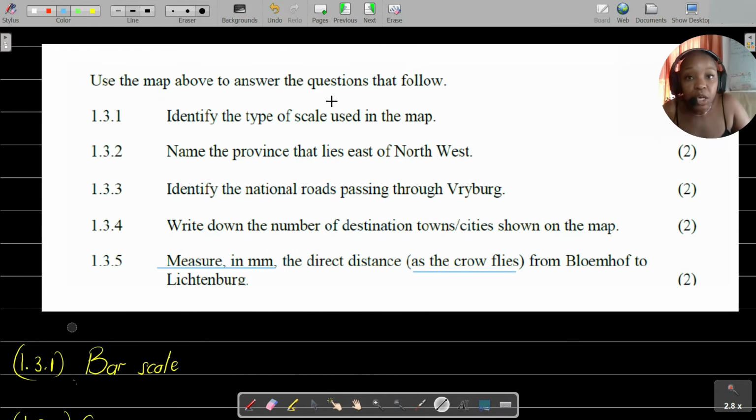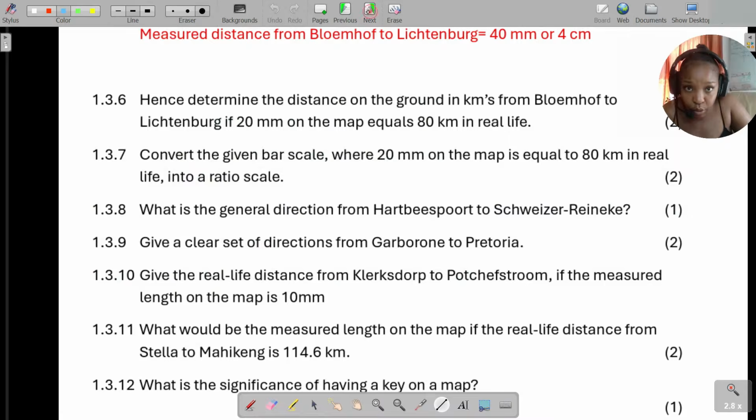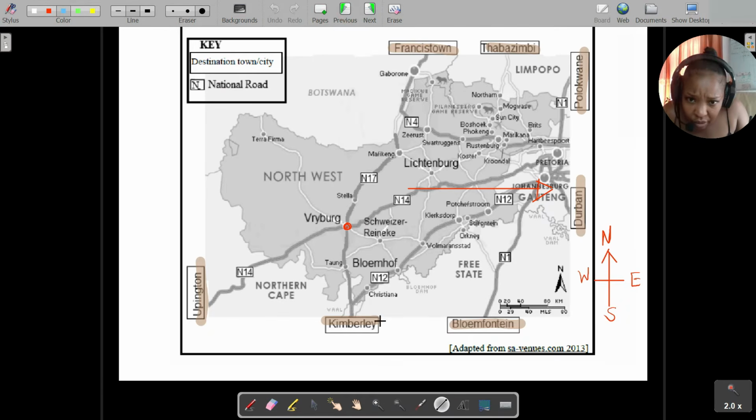So we're going to measure this using what? My ruler. So where is Bloemhof to Lichtenberg? We're starting at Bloemhof and then going to Lichtenberg. Where's Bloemhof? That's where Bloemhof is. We are going to Lichtenberg. That is where Lichtenberg is. Remember those points there? They point out where Lichtenberg is. It's a point that shows us exactly where Bloemhof is on the map. So we're going to measure the distance between those two as the crow flies. Do you see there? We're just going in a straight line.